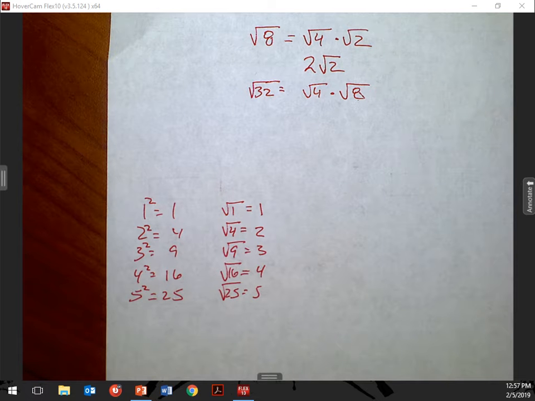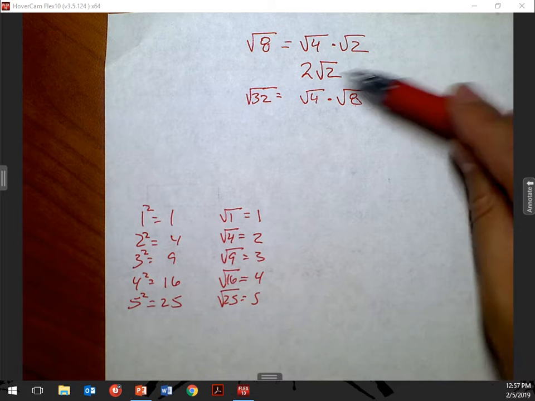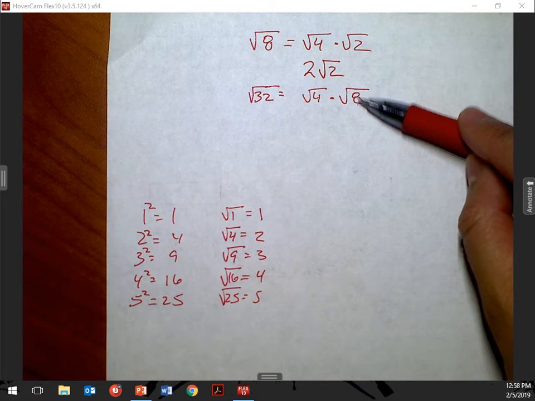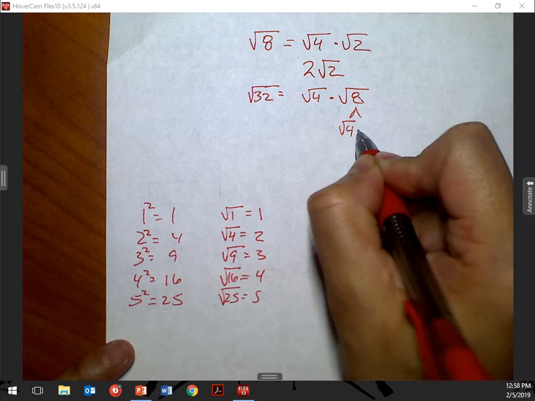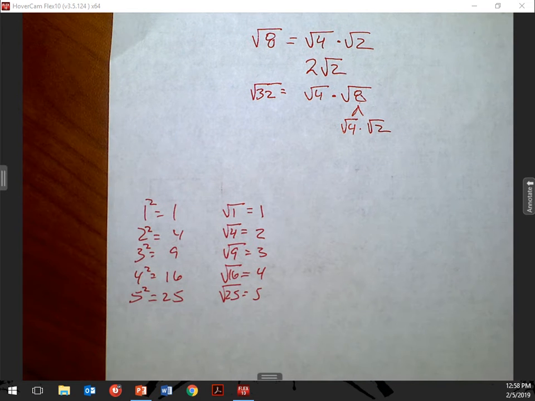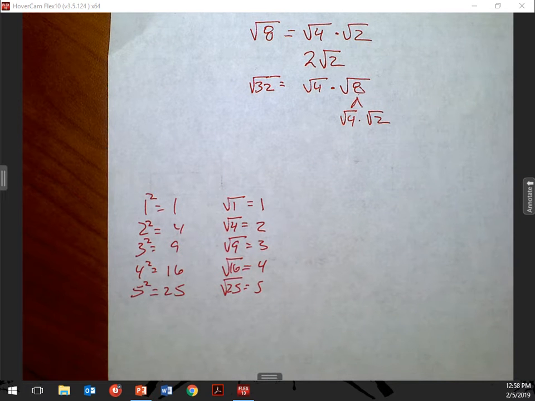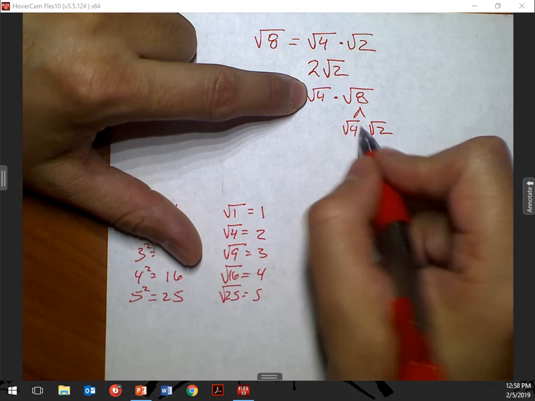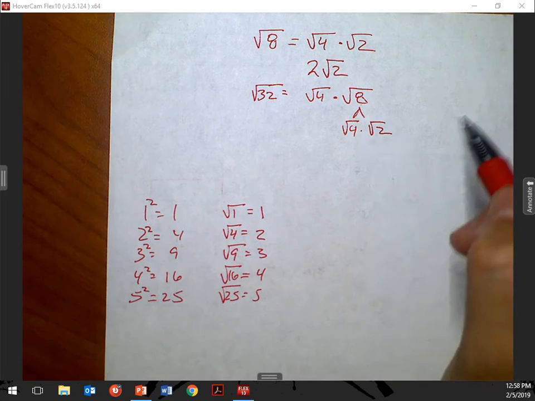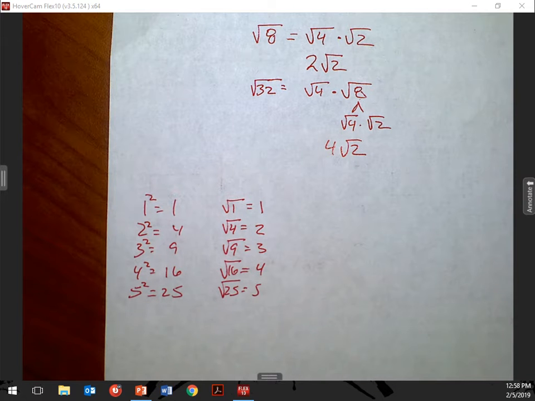Would you always just end up at 2 radical 2? For this one, yes. Okay, so now let's do this 8 again. If I do the 8 again, that's going to be broken down into radical 4 times radical 2, right? So all these numbers together, 4 times 2, that's still 32. The square root of 4 is 2, and this square root of 4 is 2, so 2 times 2 is 4, times radical 2.